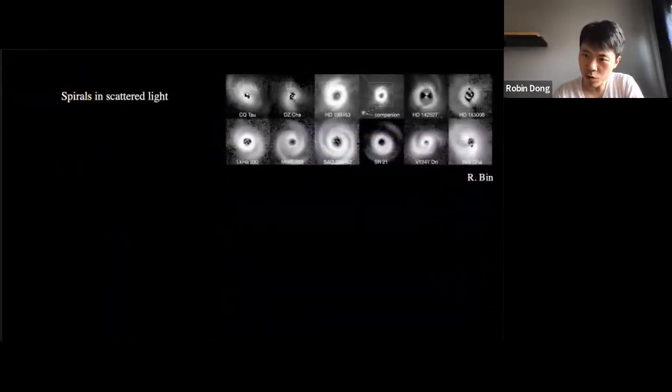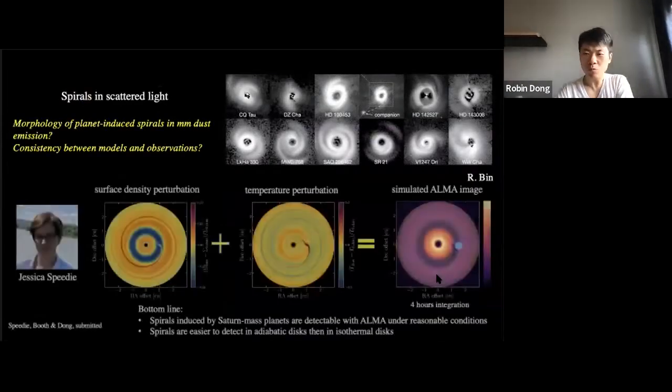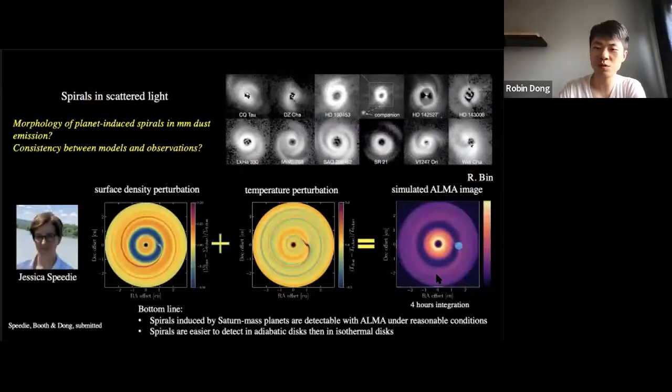Spirals have also been found in many other disks. We can test whether they're induced by planets by asking the following questions: how would planet-induced spirals look in other tracers like millimeter-sized dust? And are theoretical expectations consistent with observation? So my wonderful student, Jessica Speedie, is trying to answer those questions. She uses numerical simulation to obtain the spatial distribution and temperature of millimeter-sized particles, as shown in these two panels. With density and temperature, she can simulate how this disk will look in ALMA observations.